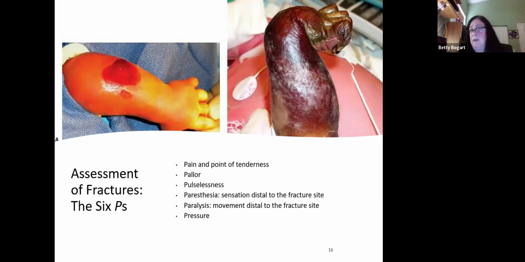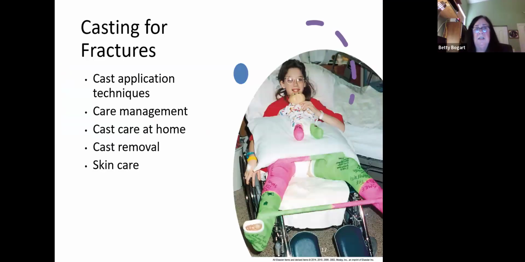And it's the 6 P's. I want to know the pain, the point of tenderness. Is it increasing? Pallor. Is it pink or is it pale? Pale means no blood flow. Pulselessness. No pulses, no blood flow. Paresthesia, no blood flow. Paralysis, again, no blood flow going there. And it's all this pressure going on. So 6 P's, very important with fractures. You do the RICE when you get it. And now after you get the cast on, you teach the 6 P's.